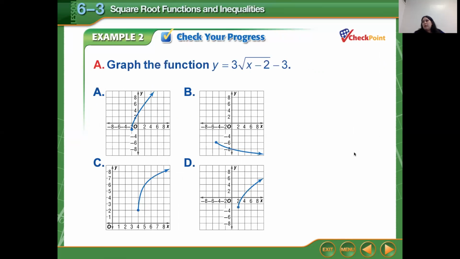All right, go ahead and graph the function y equals 3 square root of x minus 2 minus 3. After graphing it, you should get D. You should know that your starting point is at (2, -3). So sometimes you do need to make sure that you read the graph and look at how they are counting.